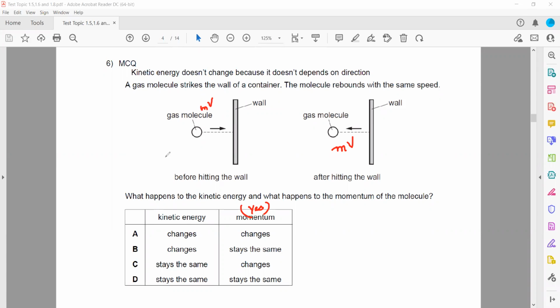But what about kinetic energy? As we know, kinetic energy is half mv squared. It does not depend on the direction. So we just substitute the values, and it will be the same. So kinetic energy stays the same, but because there is a change in direction, the momentum changes.